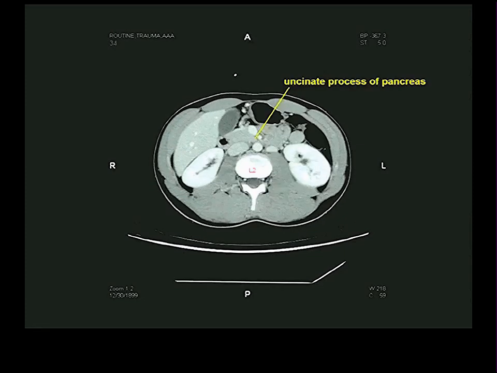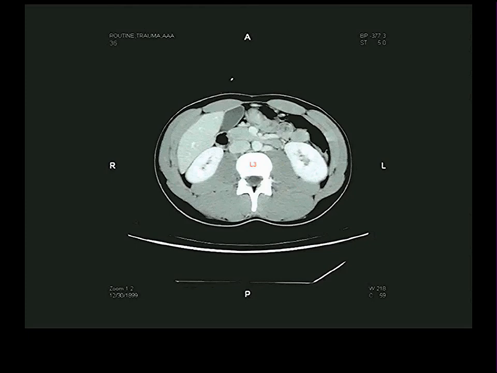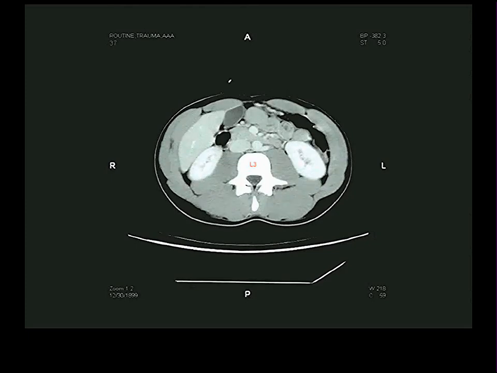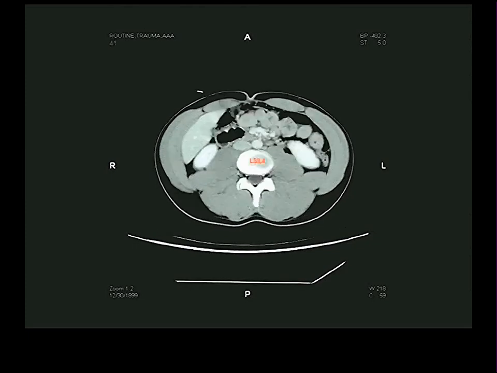But I just thought I'd show you, this is what's called a retroaortic left renal vein. So this does not cross the anterior surface of the aorta inferior to the SMA.